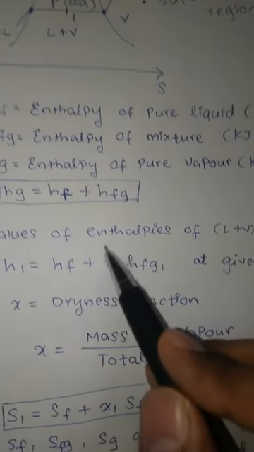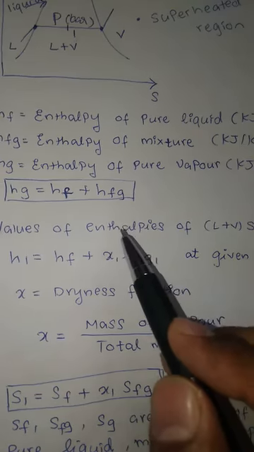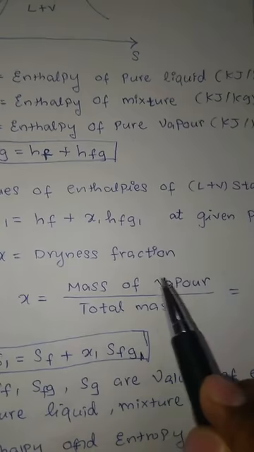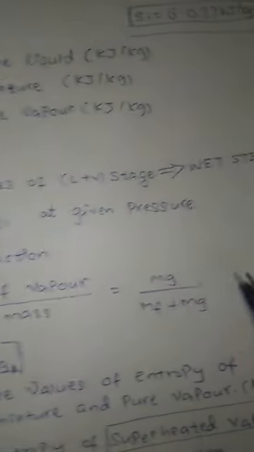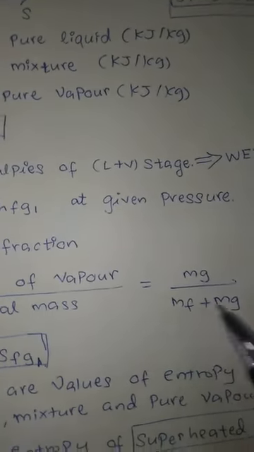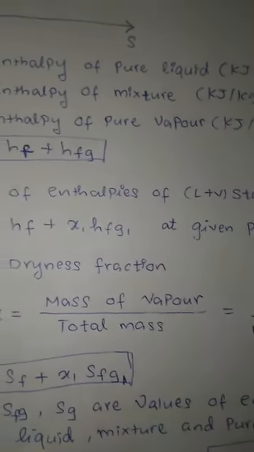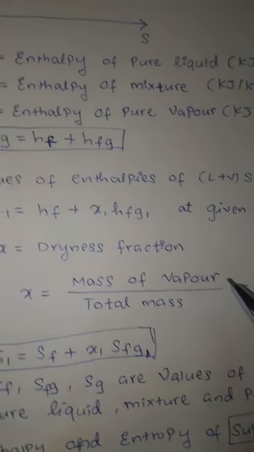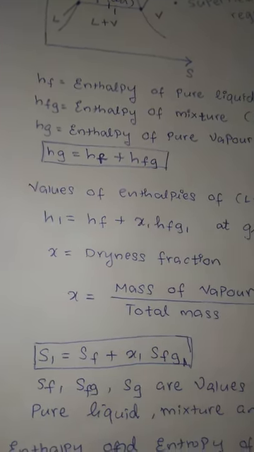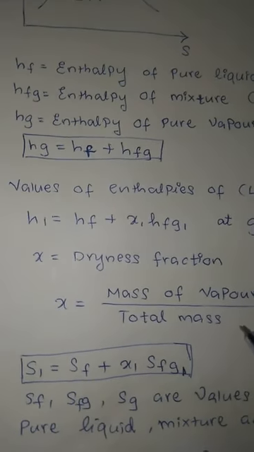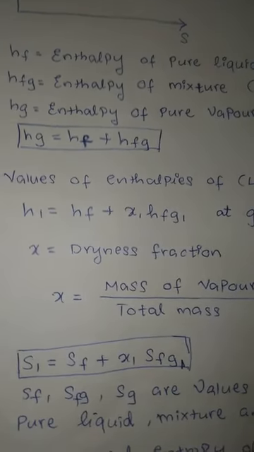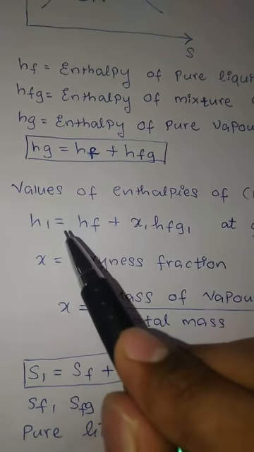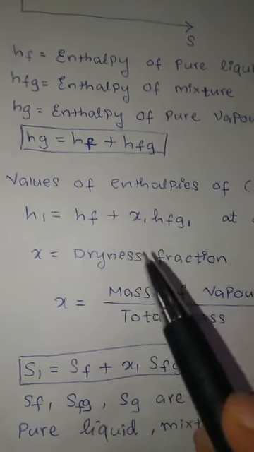Now talking about this x, it is called the dryness fraction, whose formula is mass of vapor upon total mass, that means mg upon mf plus mg. It represents the percentage of the vapor in the total mass. So find the value of x, or it will be given in the numerical statement, and substitute all the values from the steam table, and hence you will get the value of h1 in kilojoule per kg.